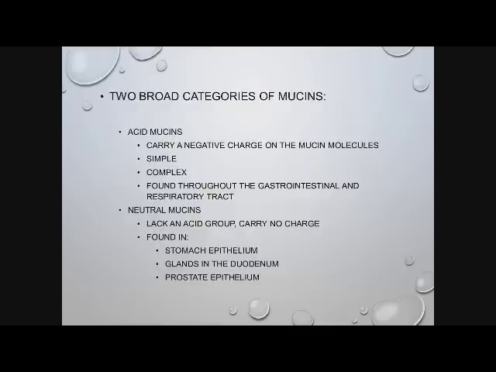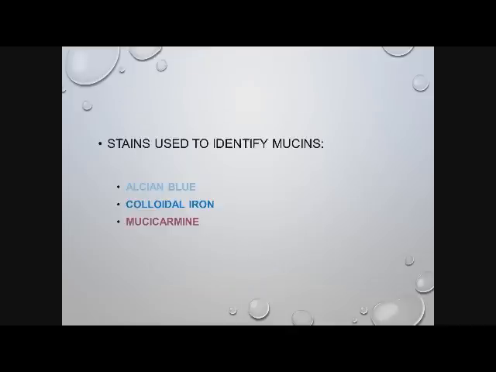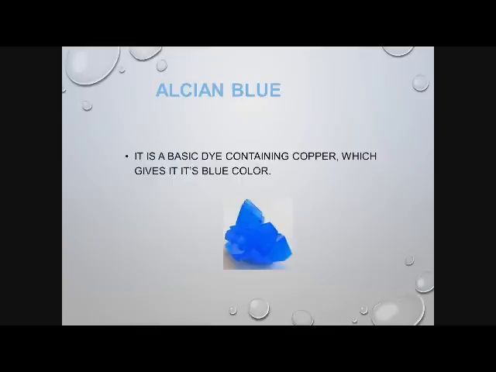If you look, you will see that it appears that the acid mucins occur a lot more than the neutral mucins do. So there are stains that we use to identify mucin. There's the Alcian Blue, there's the colloidal iron, and there's the mucicarmine. And I'm sure you've noticed that I've done some little color association there. We're going to start with Alcian Blue.